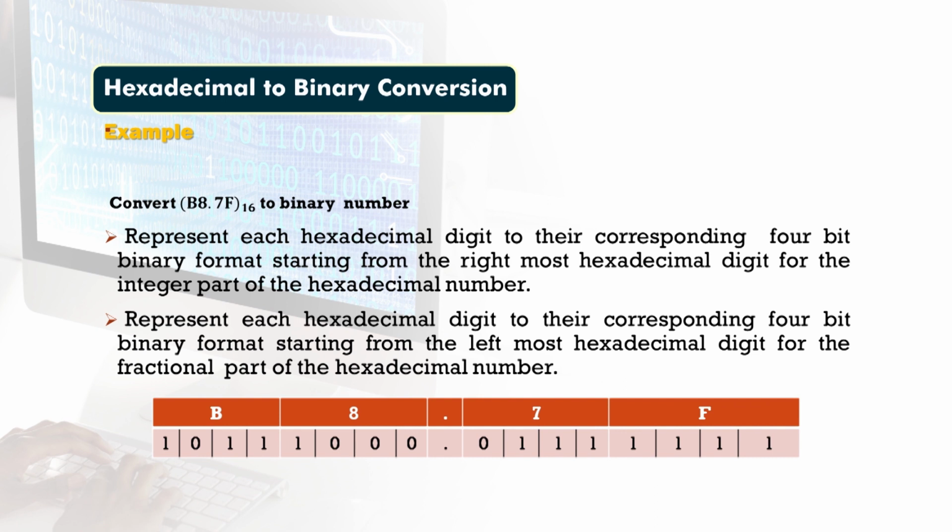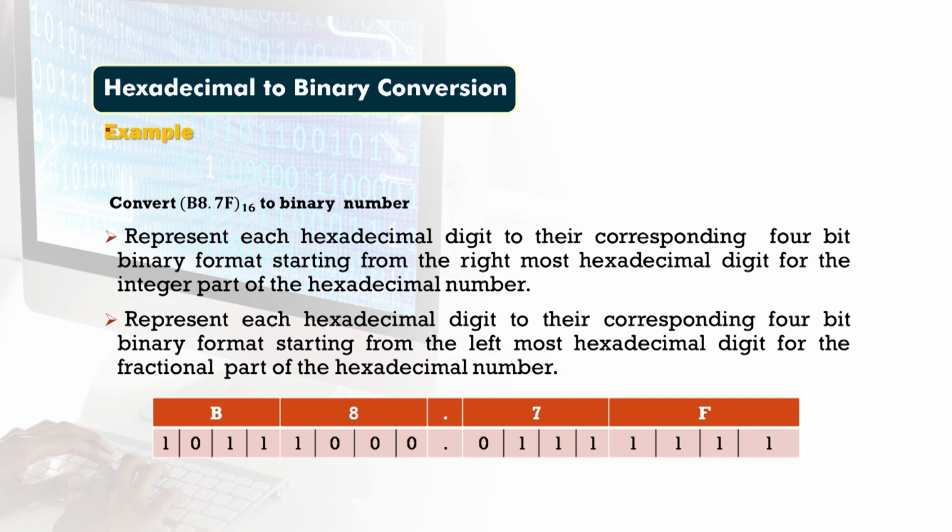1000, and similarly the hexadecimal digit B, I will convert into the 4-bit binary number, which corresponds to 1011. After that, we will go for the fractional part of the hexadecimal number. So, what we will do? Represent each hexadecimal digit by the corresponding 4-bit binary format, starting from the leftmost digit of the fractional part of the hexadecimal number. The leftmost hexadecimal digit of the fractional part is 7.